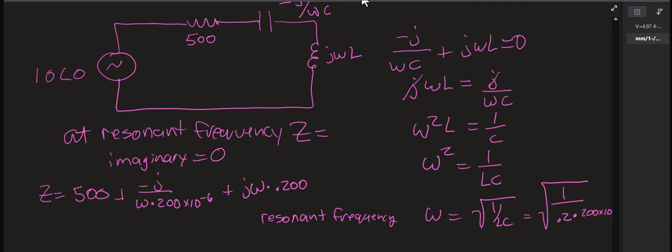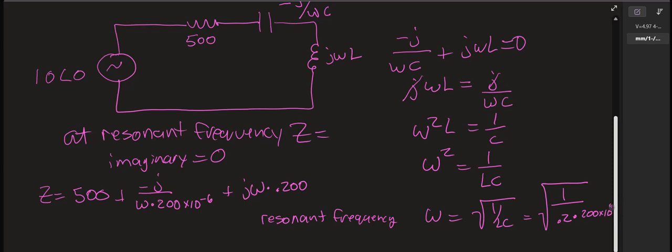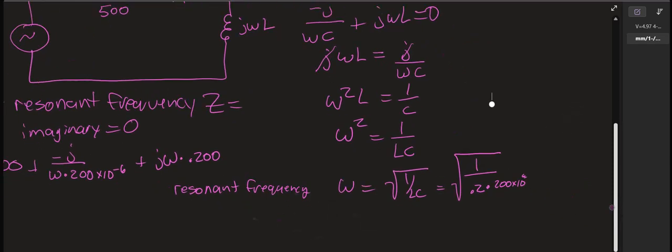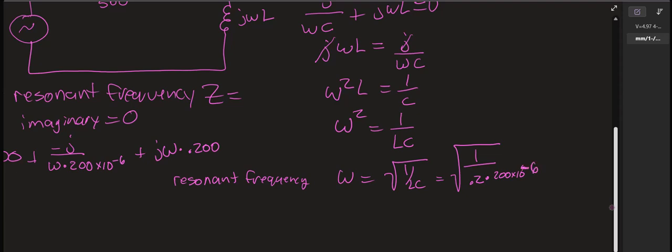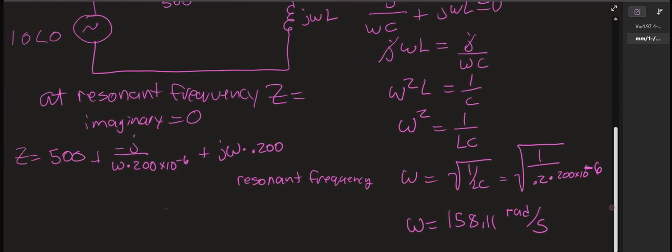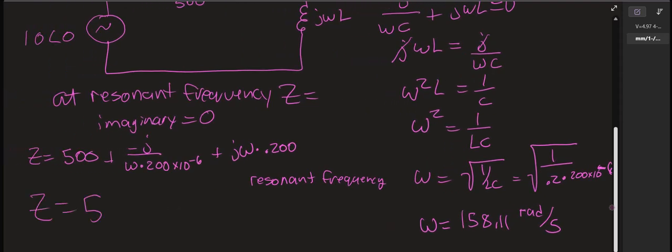Can someone do this for me real quick and tell me what this frequency is? I'm getting, my answer tells me it's 158.11. And the units, if you had to put units on this, are radians per second. Okay, so then I would plug that in, and if I did that, I would get 500.